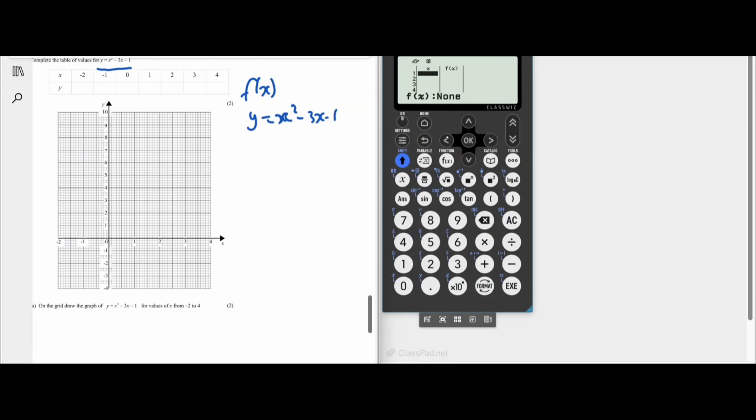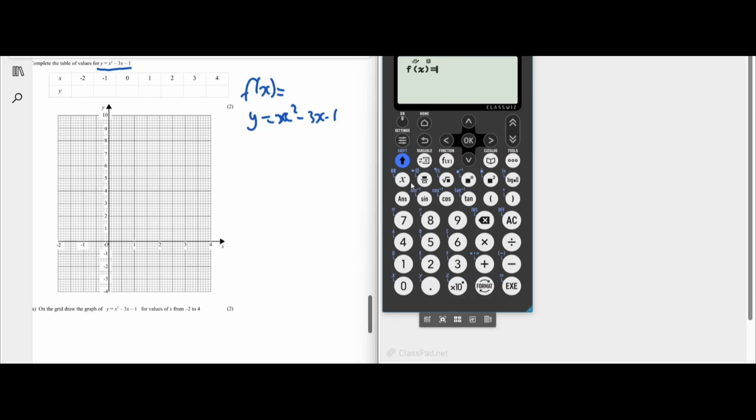So all I have to type in is the f(x), which is my y. You click on f of x, which is on the front of the calculator. You click on that and you go down and you're defining it. It means you're just telling the calculator what the equation is so that it can work out the values for you. Your x button is here on the front of the calculator. So you literally just type in x squared minus 3x minus 1. Make sure you're using that x on the front of the calculator.